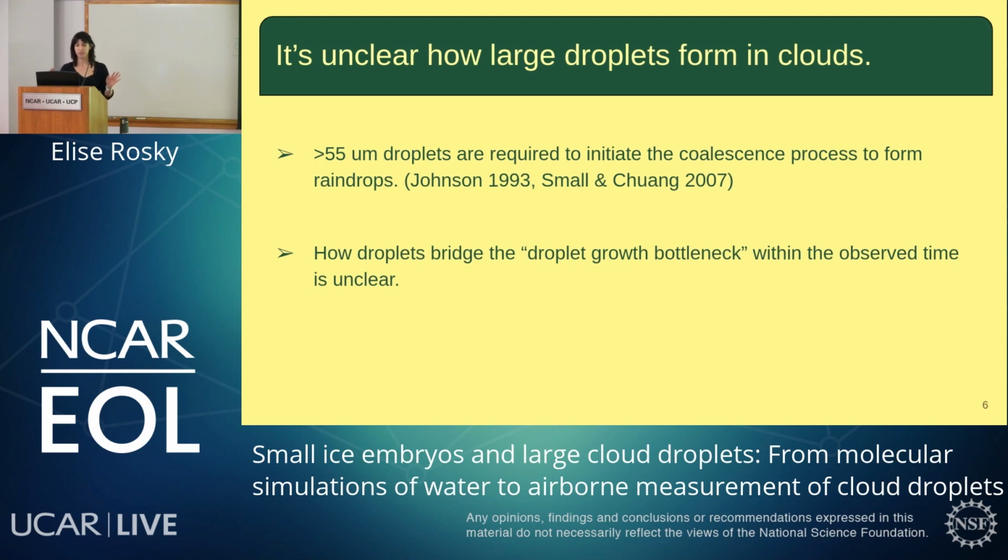To start, I want to introduce this topic, which is that cloud droplets larger than about 55 microns are needed to start the collision-coalescence process in clouds in order to grow into larger droplets and raindrops. How droplets reach that size isn't completely understood yet, because growing to that size through deposition of water vapor would take a really long time. So I'll be calling this the droplet growth bottleneck.